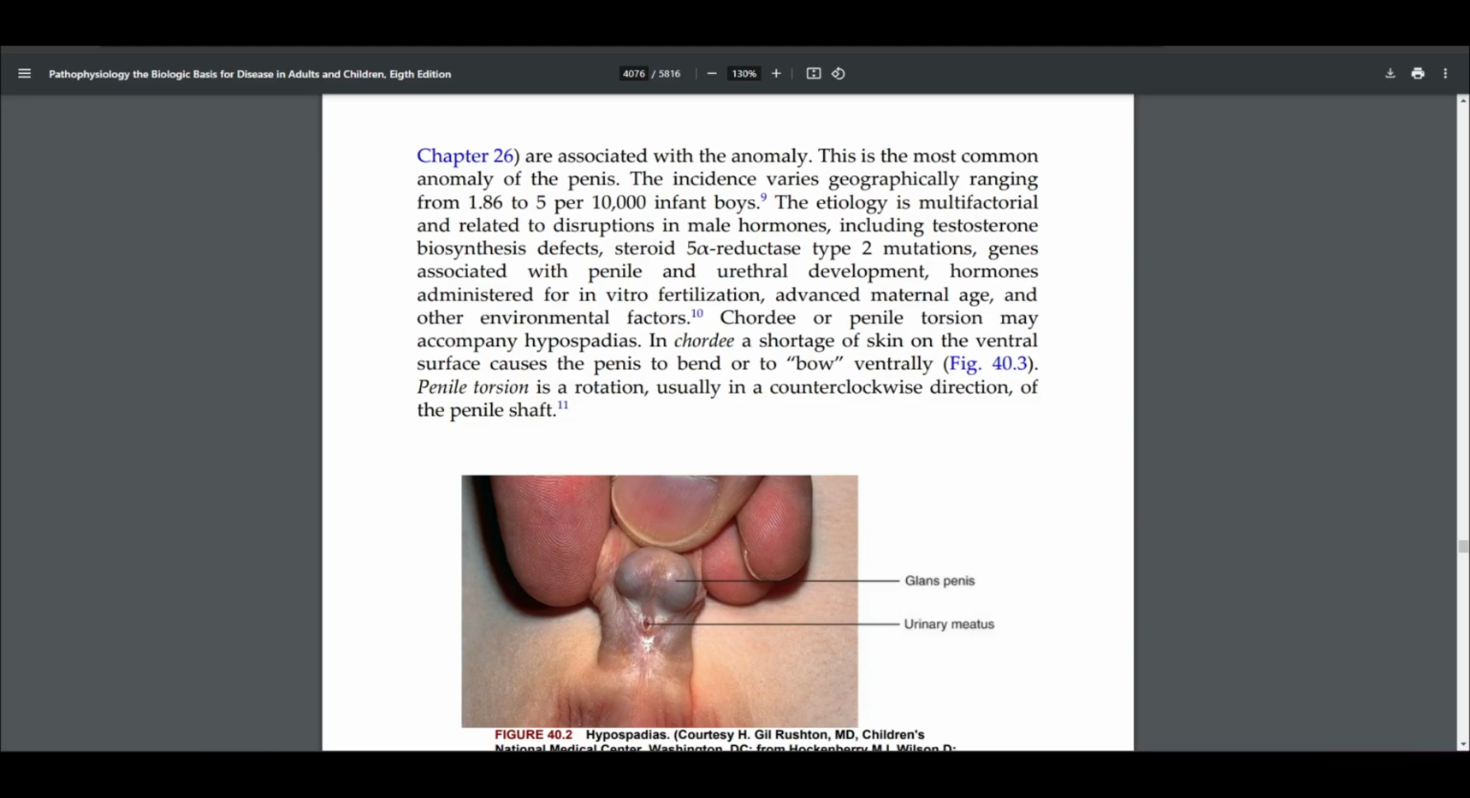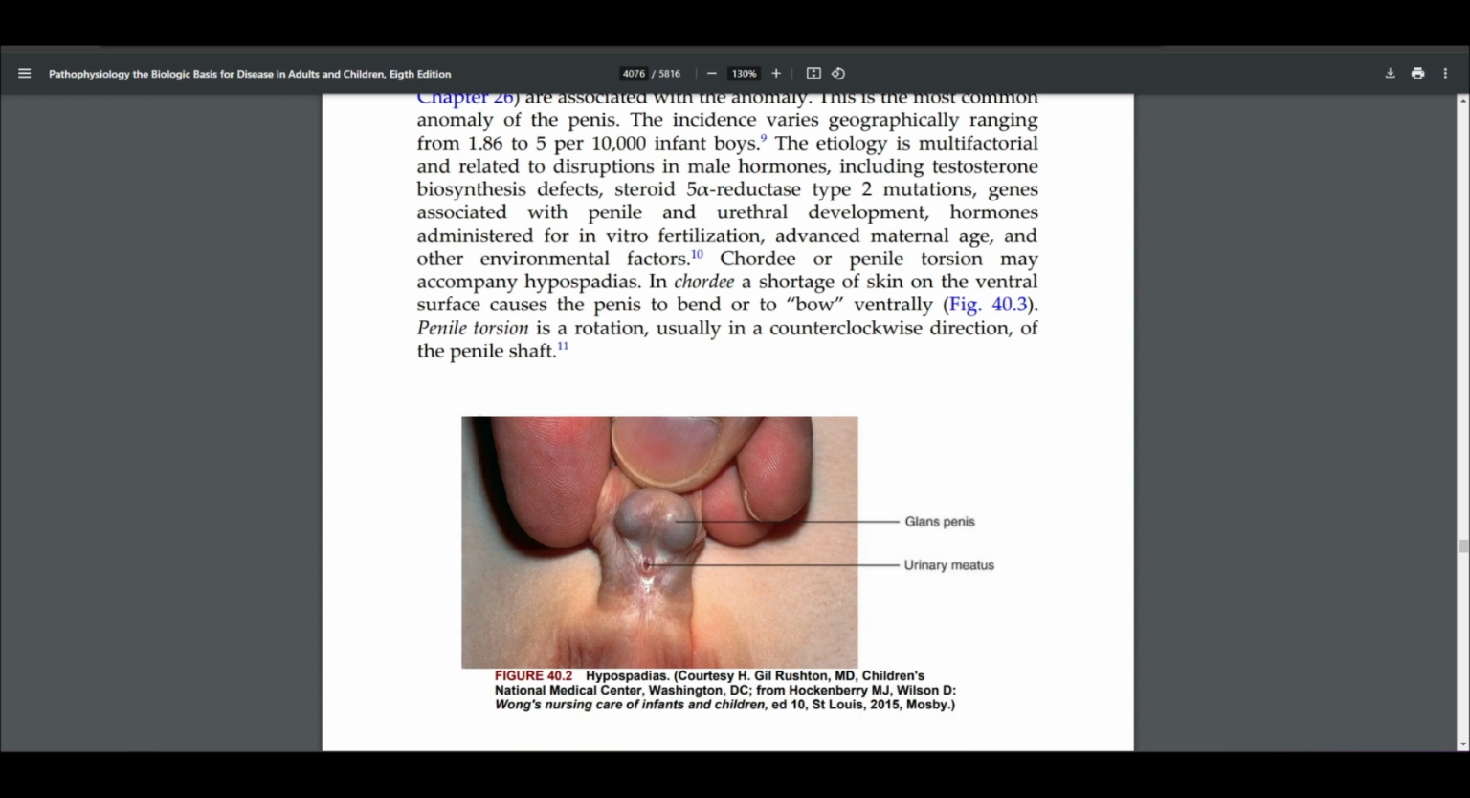The etiology is multifactorial and related to disruption in male hormones, including testosterone biosynthesis defects, steroid 5-alpha reductase type 2 mutations, genes associated with penile and urethral development, hormone administration for in vitro fertilization, advanced maternal age, and other environmental factors. Chordee, or penile torsion, may accompany hypospadias.